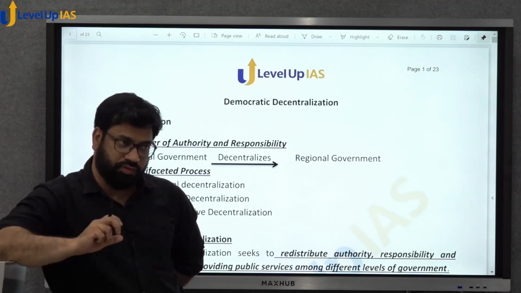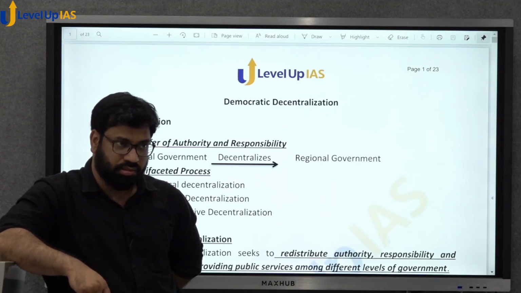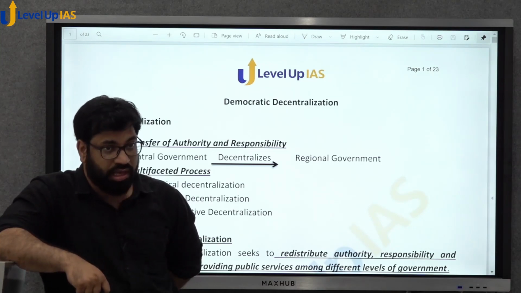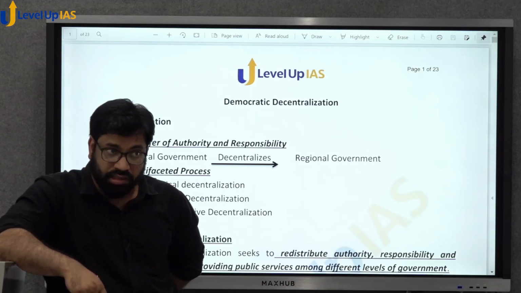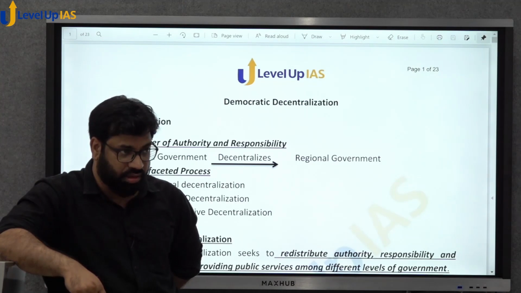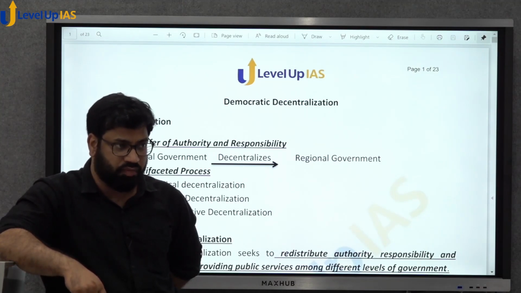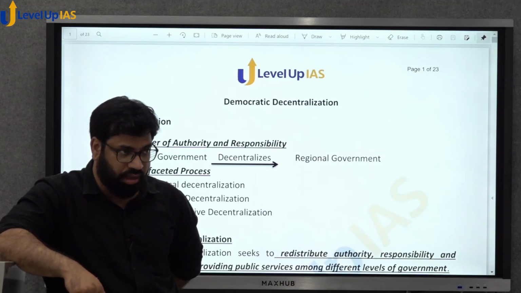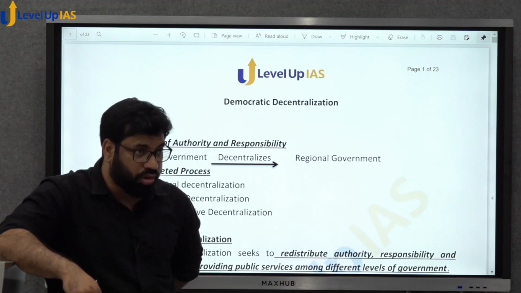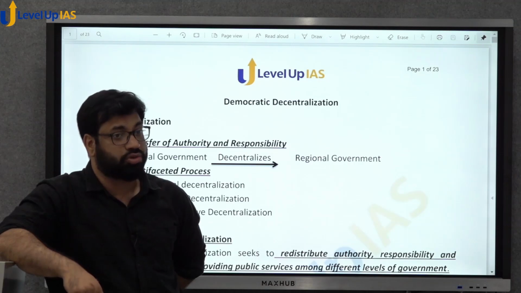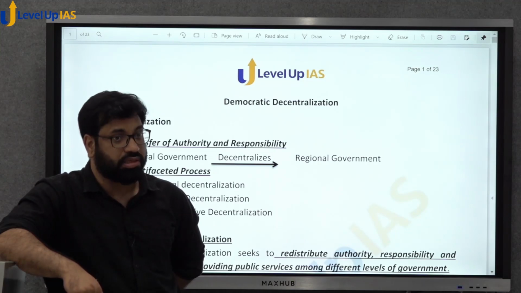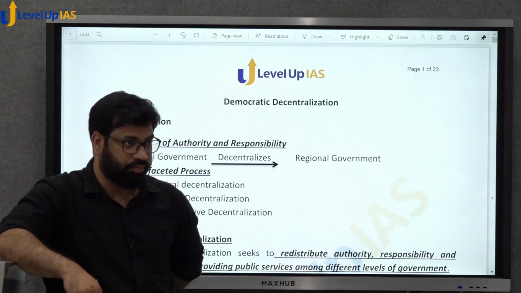Analyze it. There is Schedule 7. There are 3 lists: union list, state list, and concurrent list. See, the number of subjects in the union list has been increasing or decreasing? Increasing, despite having the Rajya Sabha, which is a representative institution of states. For constitutional amendment, you also need participation of Rajya Sabha, 368. But is Rajya Sabha really representing the interest of the state? If so, then why is the number of subjects in list 2, that is state subject, not increasing? That is not increasing, that is decreasing. The number of items in concurrent and central list is increasing.